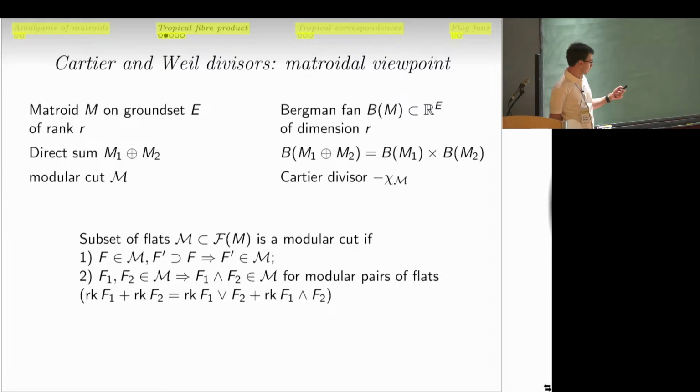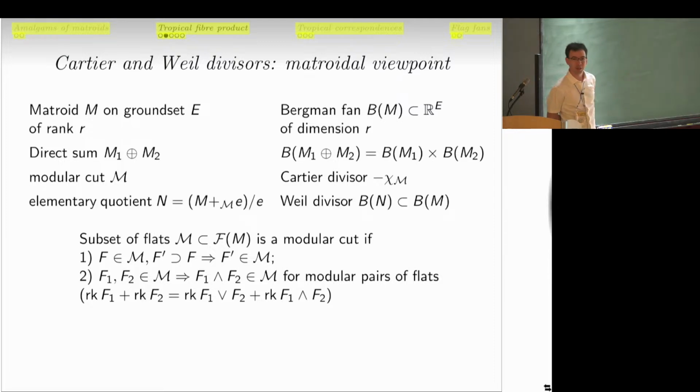And if we take an associated Weil divisor, like on the previous picture, then we are going to get the Bergman fan of exactly the elementary quotient, which means that we first add a single element extension, which belongs exactly to those flats which belong to the modular cut, which is usually denoted in the literature like that. And then we contract that element, and this is going to give us exactly a Weil divisor of the matroid.